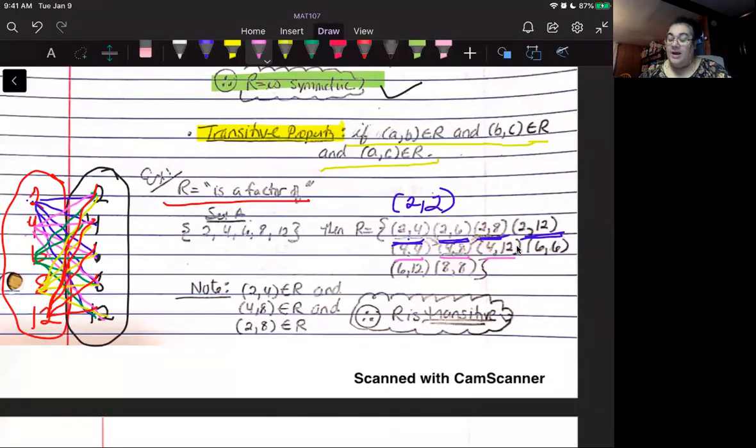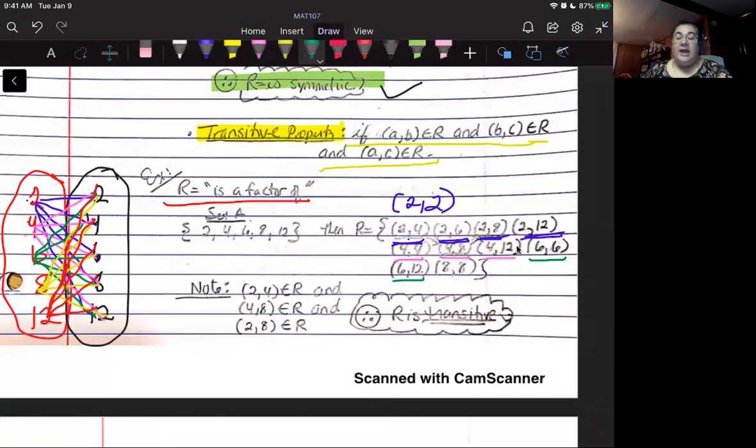Now let's go on to the green cross products. Is 6 a factor of 2? No, it's not. So we're not including it. Is 6 a factor of 4? No. Is 6 a factor of 6? Yes. So we include that in our relation. Is 6 a factor of 8? No. But is 6 a factor of 12? Yes. So we include that.